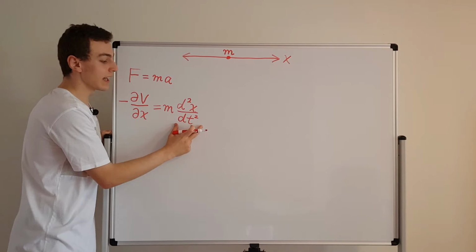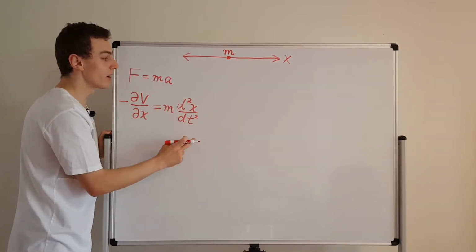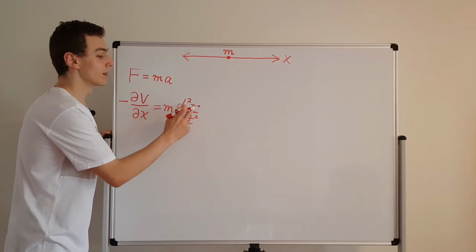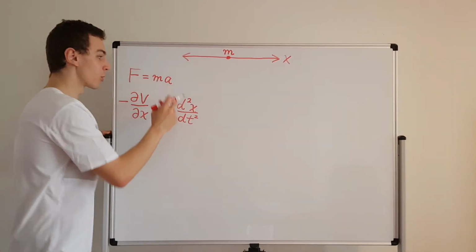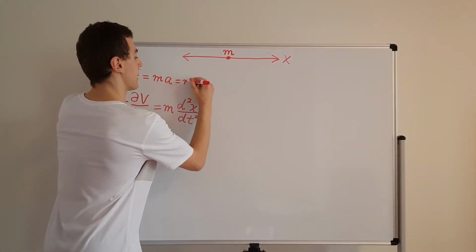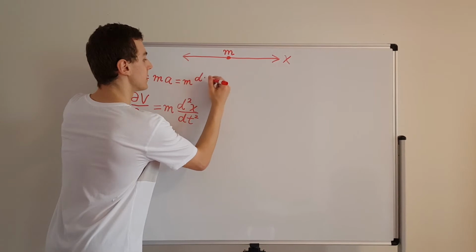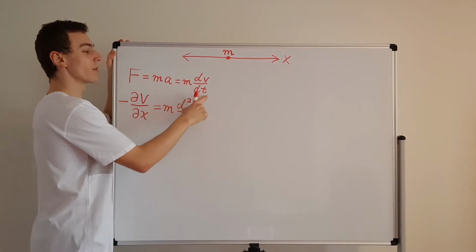This over here is the acceleration. So anytime you see the second time derivative of position, just know that is acceleration. I'll write this a little more clearly. What you can actually do is rewrite this equation as m dv/dt, right? The first time derivative of velocity.